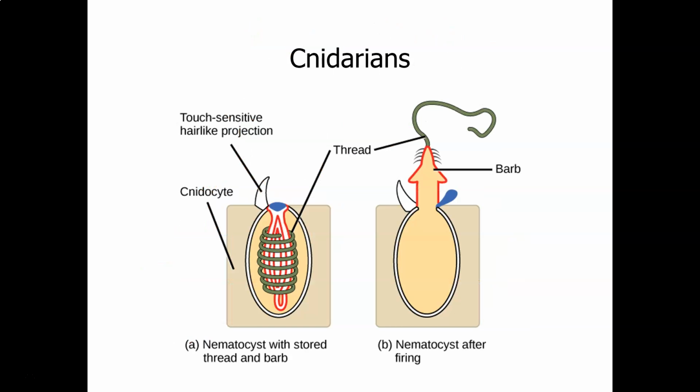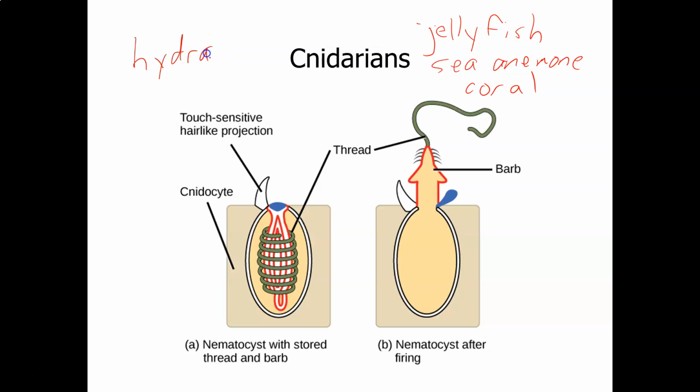Then we move on to the cnidarians, the phylum Cnidaria. If you remember with the cnidarians, there were several examples: the jellyfish, the Portuguese man of war, the sea anemone, and the coral. And all of these are marine or saltwater cnidarians. There are some freshwater cnidarians. They're called hydra. All cnidarians are predators. They all have stinging cells that contain a toxin that paralyzes the prey.